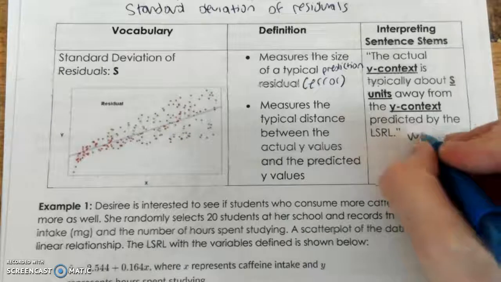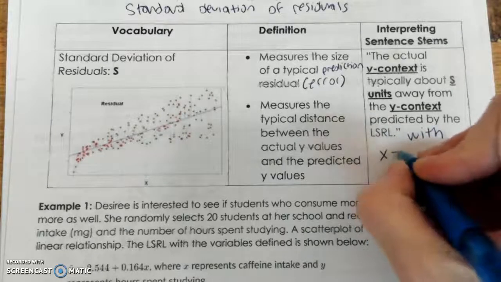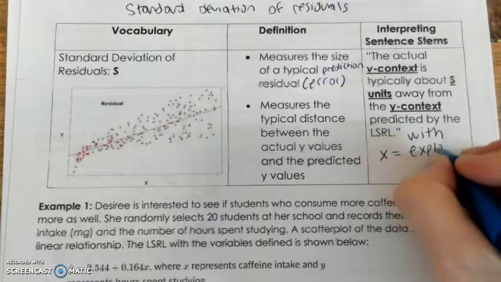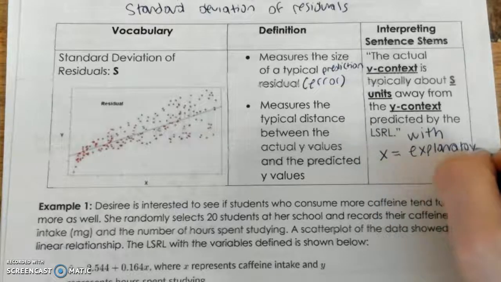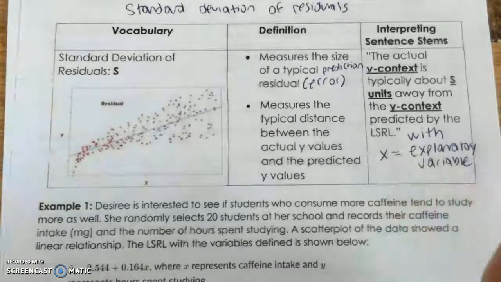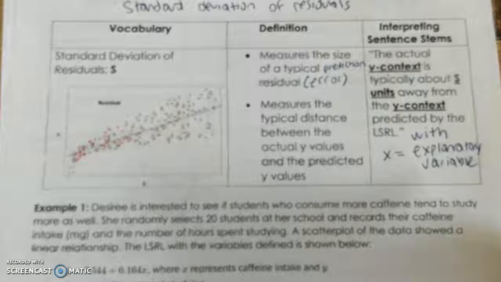And I'm going to add something right here: with x equals the explanatory variable. All right, and I know this doesn't make a lot of sense, so let's try an example.